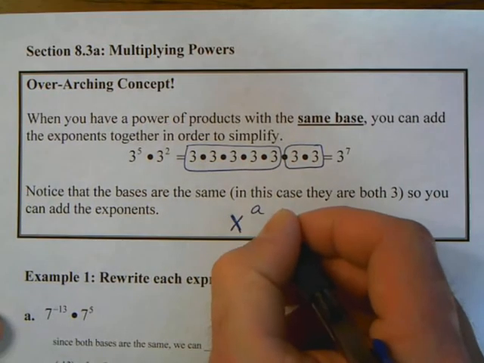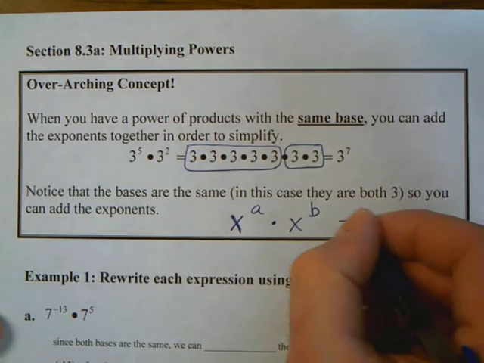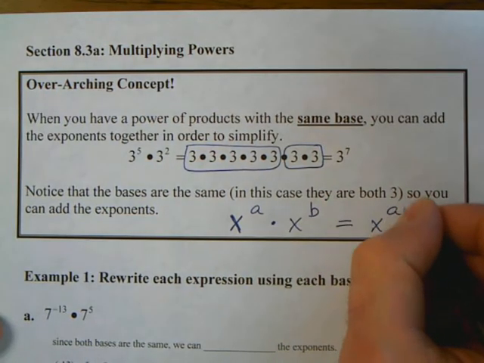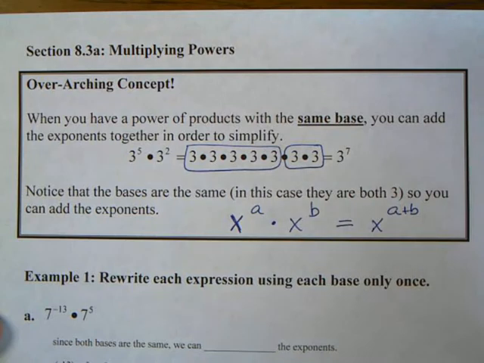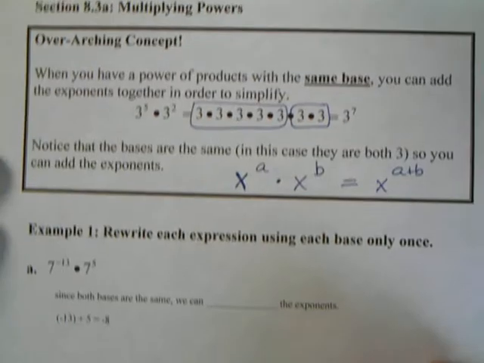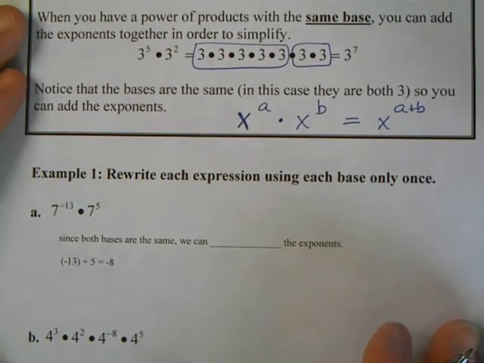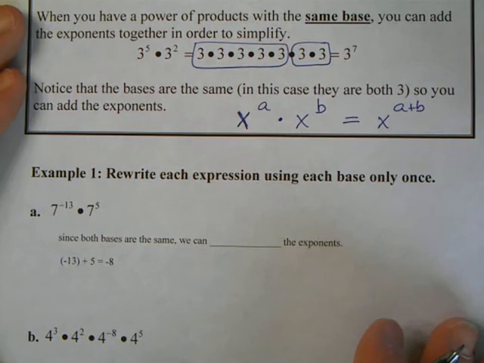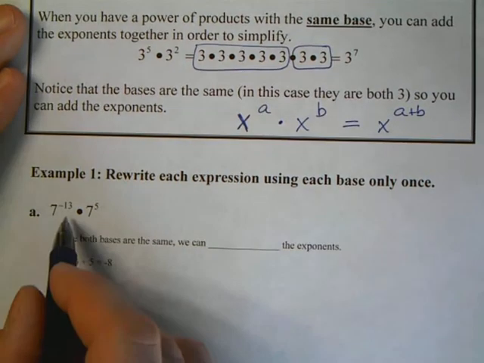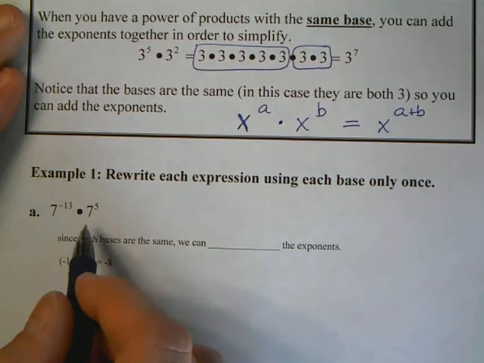So a general rule would look something like this. X to the a times x to the b equals x to the a plus b, as a good general rule. So let's rewrite these expressions below using each base only once.